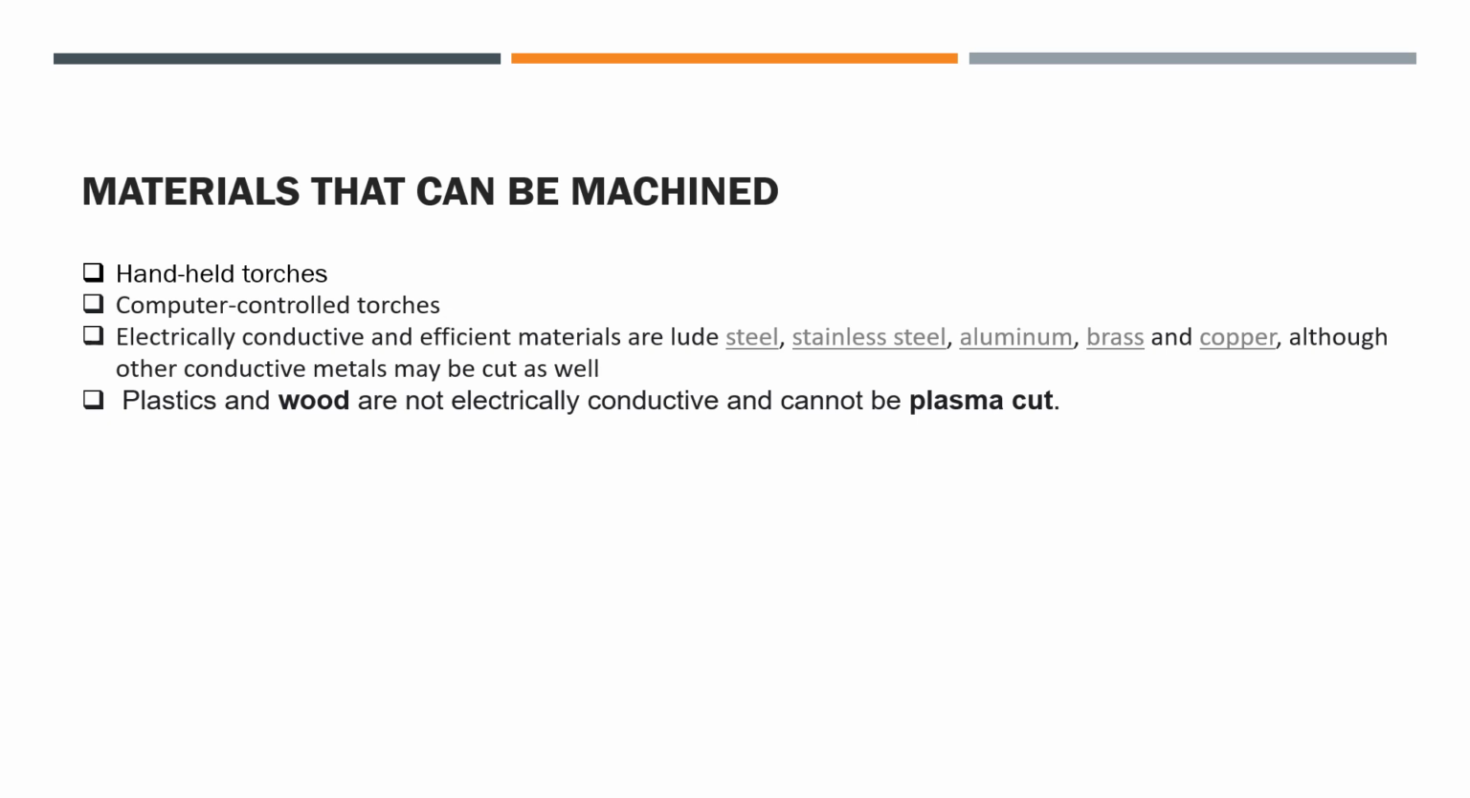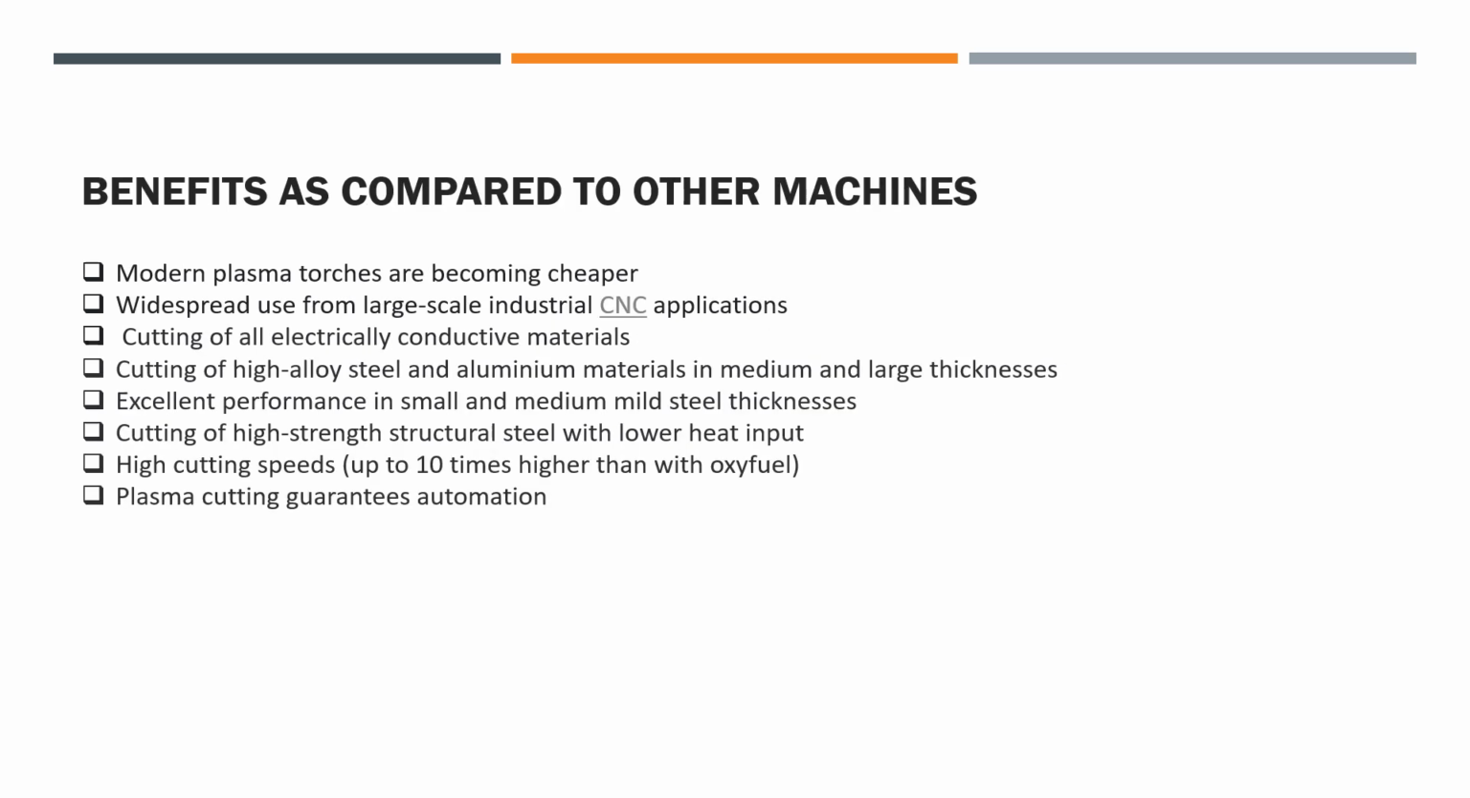Then let's talk about the materials that can be machined: electrically conductive and efficient materials such as mild steel, stainless steel, aluminum, brass, and copper, although other conductive materials may be cut as well. There are also some materials that we can't use, such as plastic and wood, as they are not electrically conductive and cannot be plasma cut. So now we talk about the benefits of this as compared to other machines.